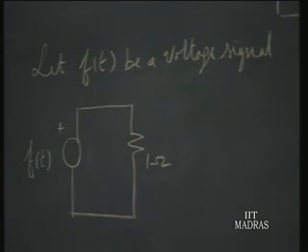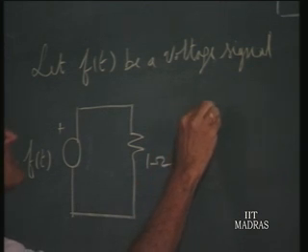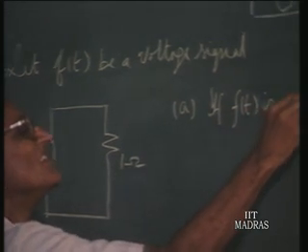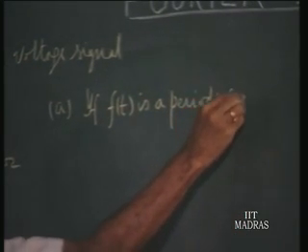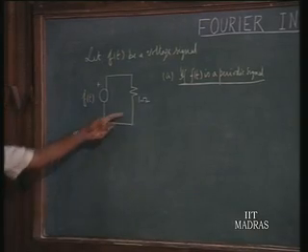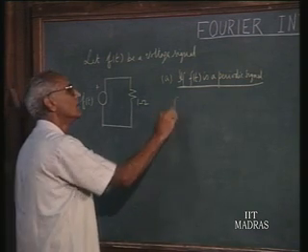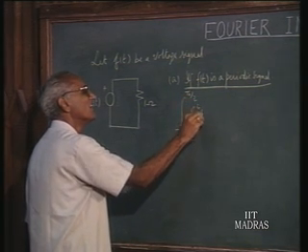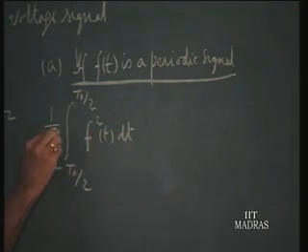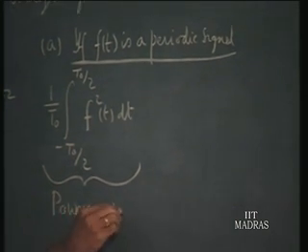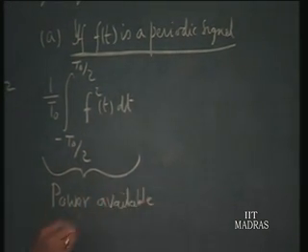Then, if f of t is a periodic signal, then the power dissipated in this 1 ohm resistor is from minus T upon 2 to plus T upon 2 of f square t dt, the average value, 1 over T naught. This is called the power dissipated in the signal, or we often refer to it as power available from f of t.